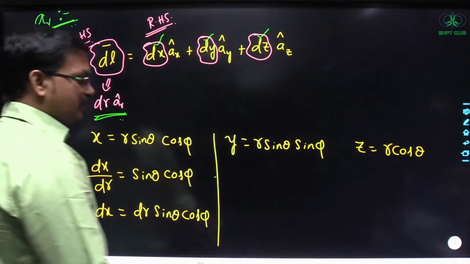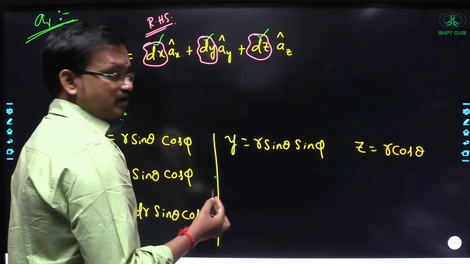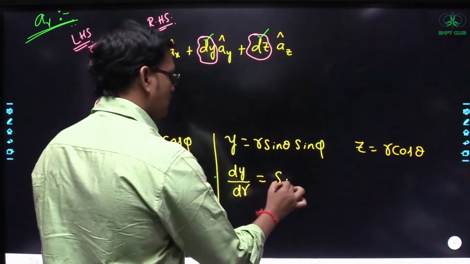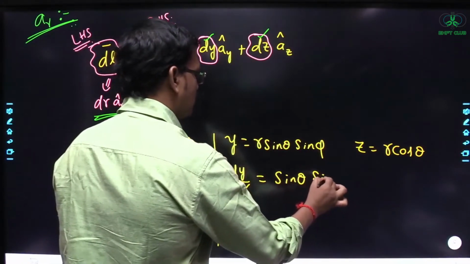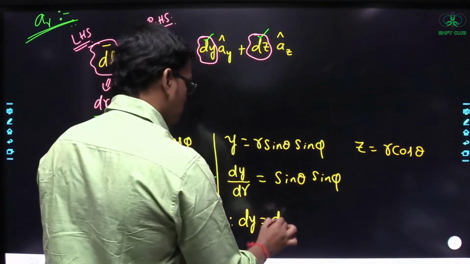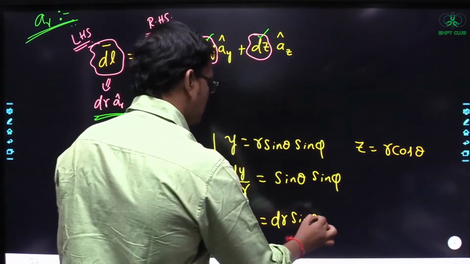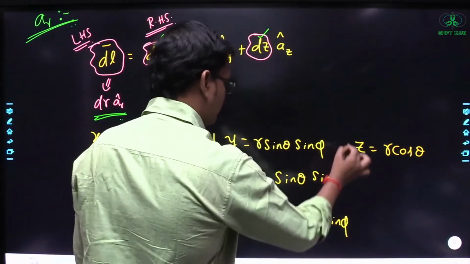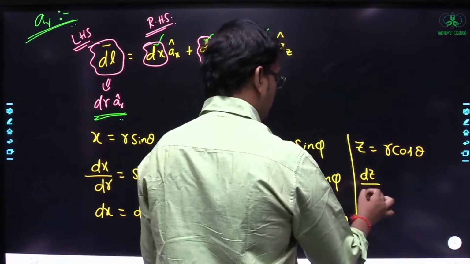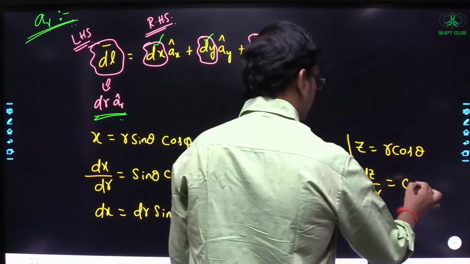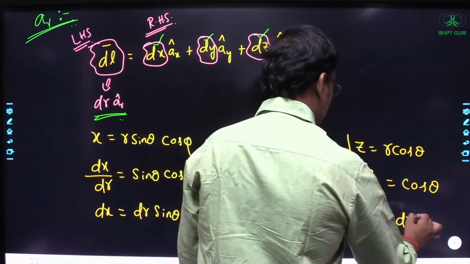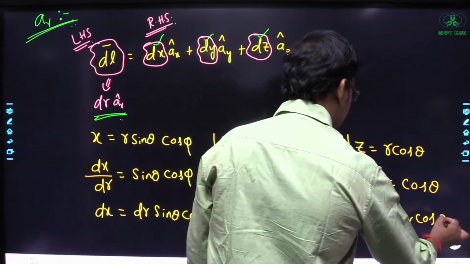Similarly here, if you differentiate on both sides with respect to r, what are you going to get? dy by dr is equivalent to sin theta into sin phi. So therefore dy is equal to dr into sin theta into sin phi. Now similarly here, if you differentiate on both sides with respect to r, you are going to get dz by dr is equivalent to cos theta. So dz is equal to dr into cos theta.